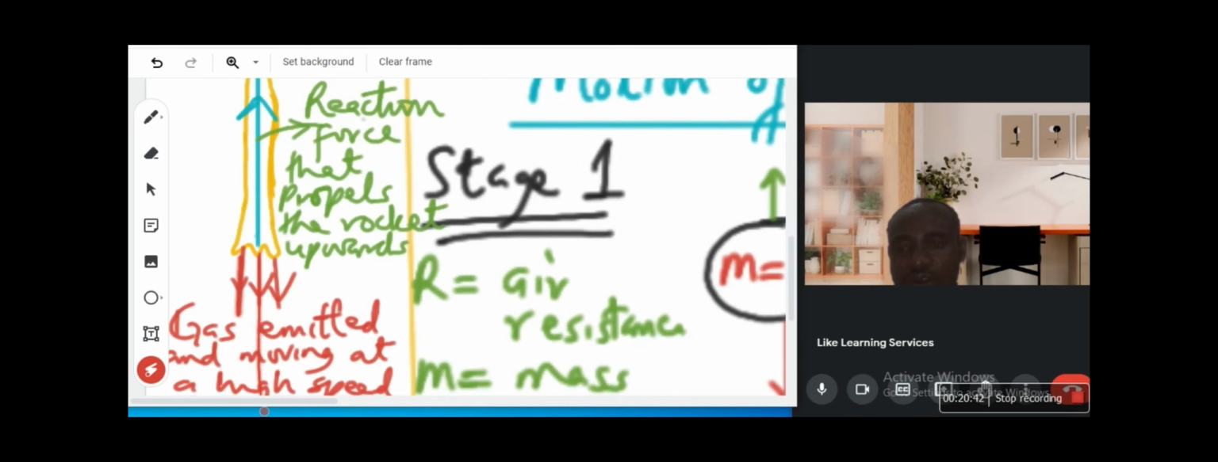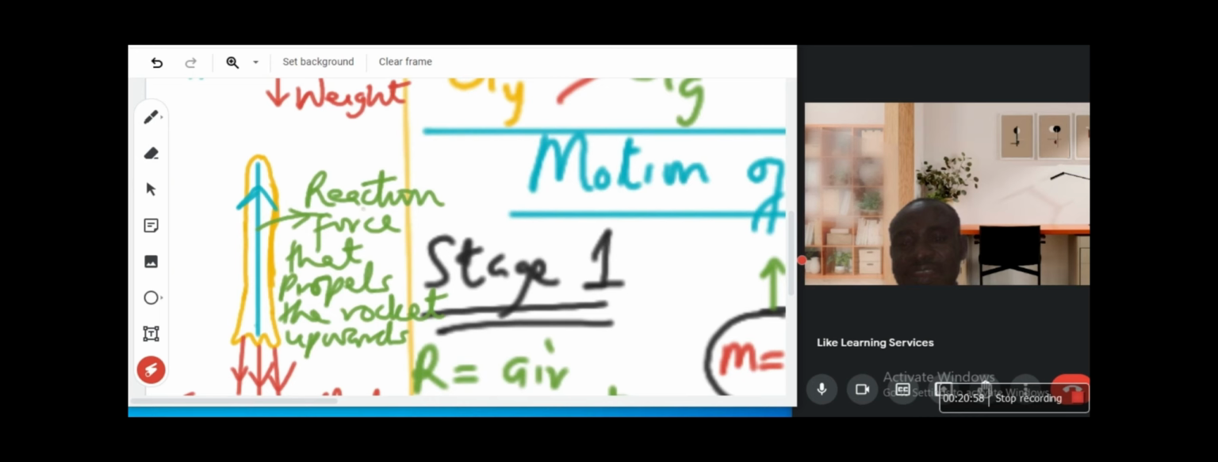The force of the moving gas, or the emitted gas, which acts in this direction, downwards, will produce an equal but opposite reaction force that will be pushing the rocket in the opposite direction, propelling it in that opposite direction. That's where we can find this in display.